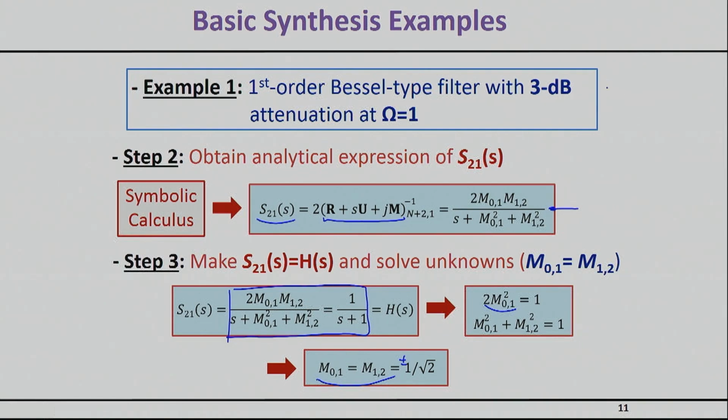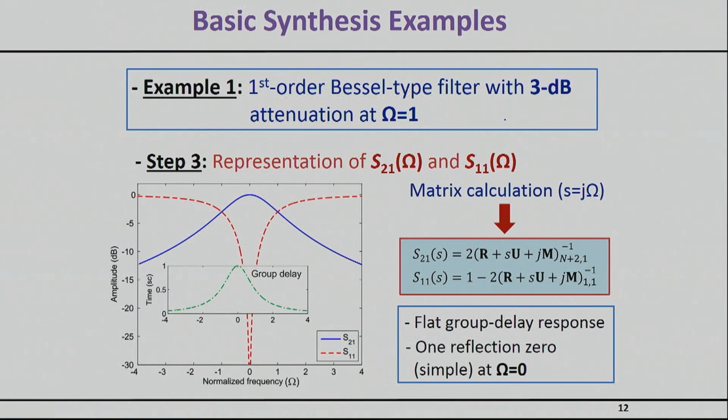Now, it honestly doesn't matter whether you choose the plus or the minus. It's only a phase difference between the two, a 180 degrees phase shift. I'm going to use the plus sign here since, in this class, we're only concerned about amplitude responses and not phase. So indeed, if you plug in the calculated S21 and S11 based on the coupling matrix, with M01 being 1 by root 2, you will get this graph right here. In this graph, I have also given you the group delay, which of course you can plot once you have the S21 and the S11.